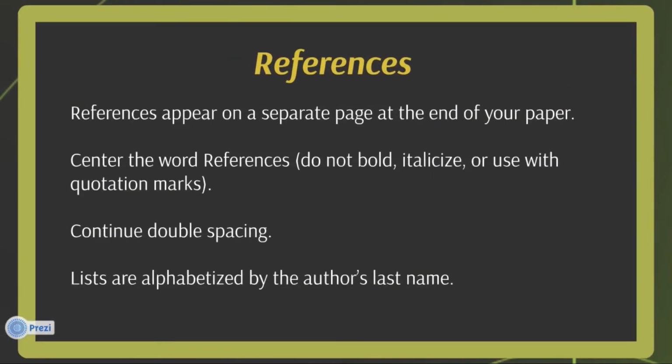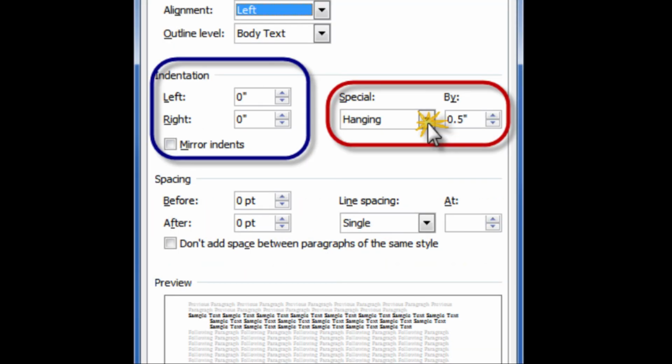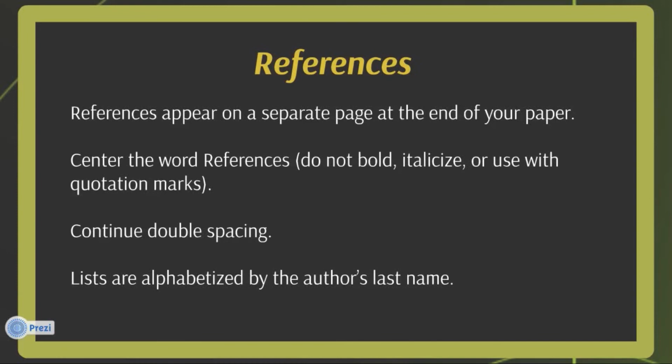Your references page is going to appear on a separate sheet at the end of your paper. Center the word references, don't bold, italicize, or use quotation marks, and continue double spacing for all your citations. Another consideration for APA formatting is that in the references list, all your citations should use the special hanging indent. This means that text appearing after the first line is indented one tab. You can access this by looking to your indentation settings and selecting Hanging from a drop-down menu. Finally, the list should be alphabetized by the author's last name.